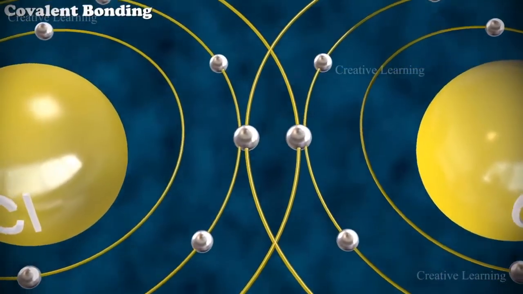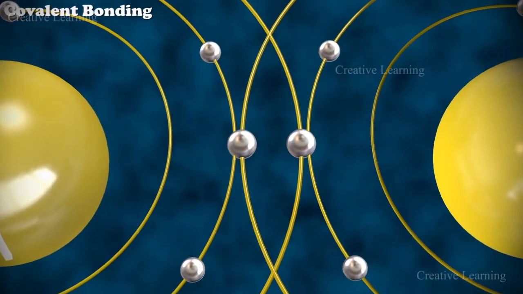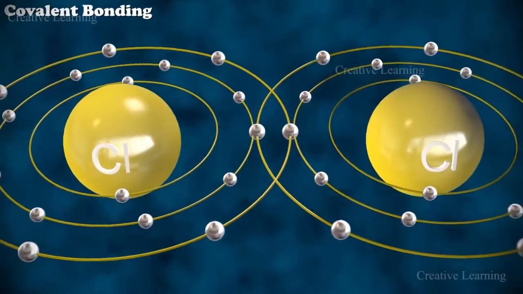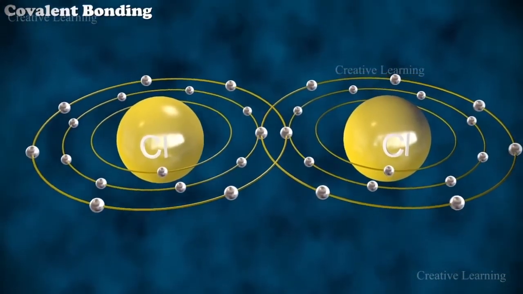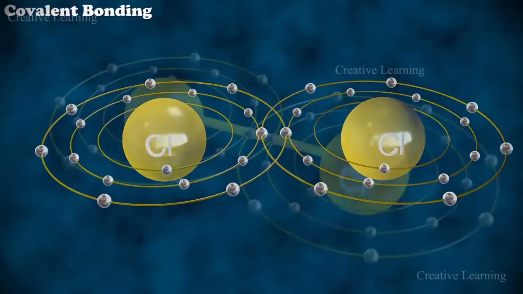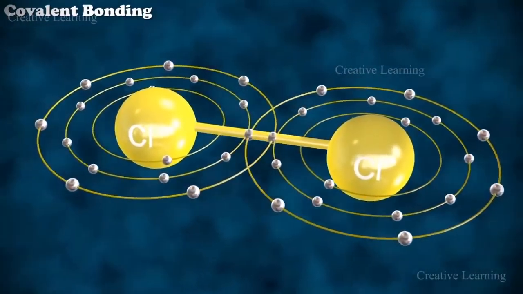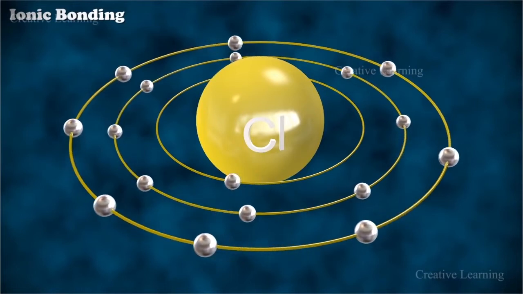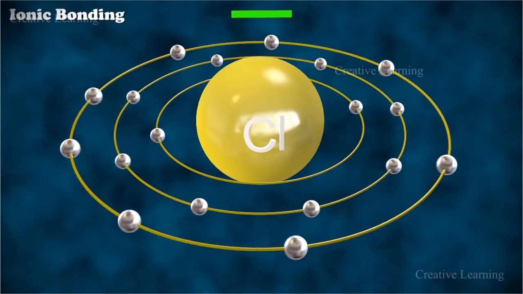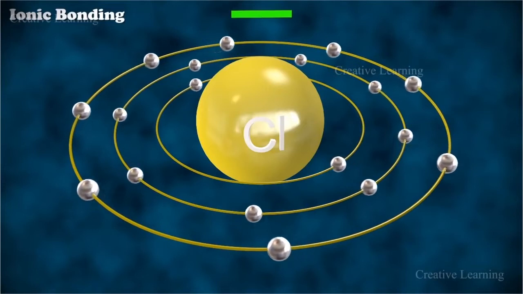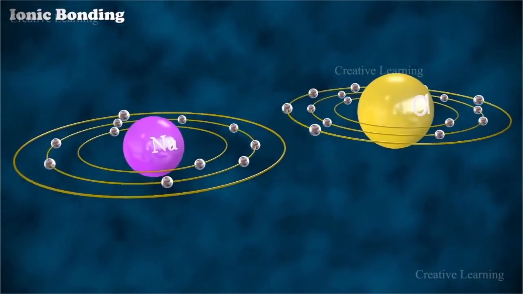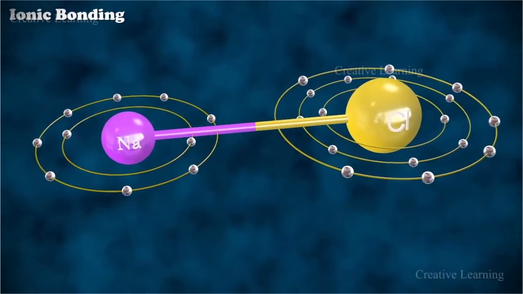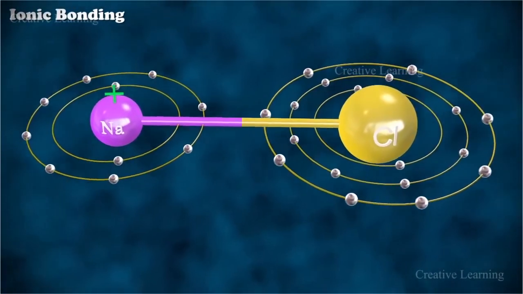Covalent bonds are created by the sharing of electrons between a non-metal atom and a non-metal atom, which creates a covalent compound. The second type of chemical bond is the ionic bond. Ionic bonds are created by the transferring of electrons between metal atoms and non-metal atoms, creating ionic compounds.